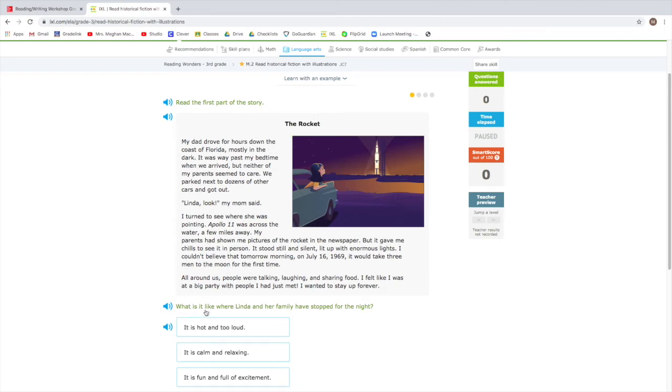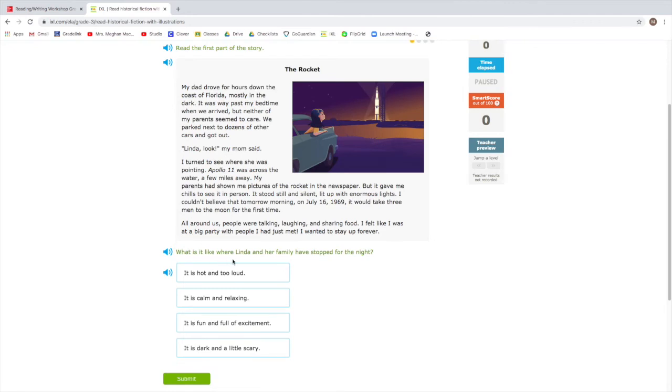I'm looking for what is it like where Linda and her family have stopped for the night. "My dad drove for hours down the coast of Florida, mostly in the dark. It was way past my bedtime when we arrived, but neither of my parents seemed to care. We parked next to dozens of other cars and got out. 'Look, Linda,' my mom said." So, do I need to read any more? What was it like where Linda and her family have stopped for the night? No, but I could if I wanted.